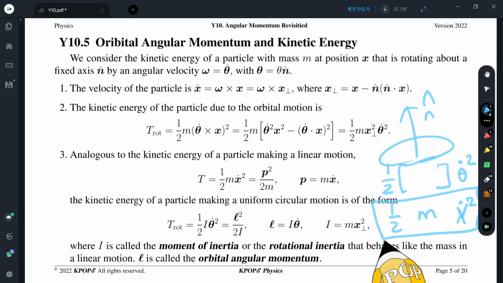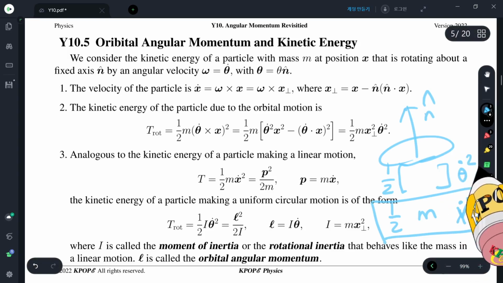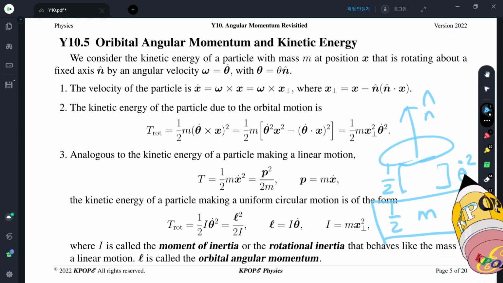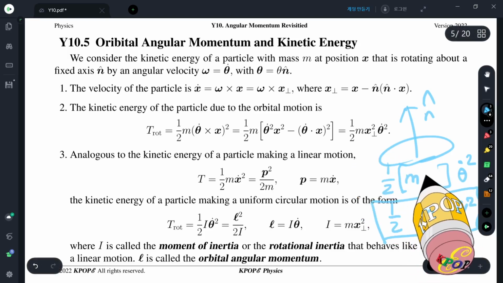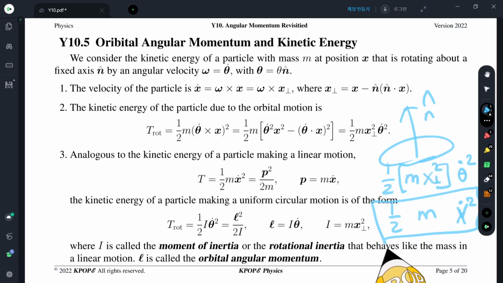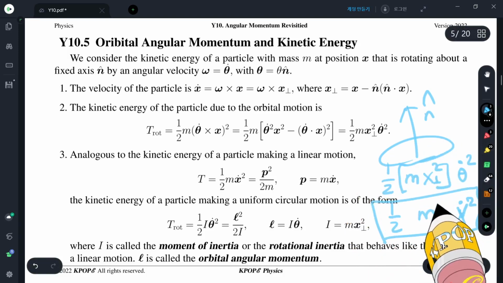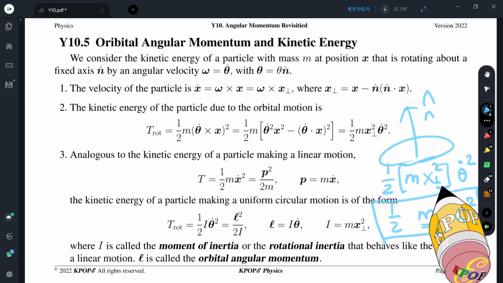This rotation kinetic energy has dimensionless velocity, that is angular velocity squared. Because the length dimension has disappeared, that dimension is now included into the mass times x perp squared. So the total dimensions are the same. Instead of mass, we have mass times lever arm squared.